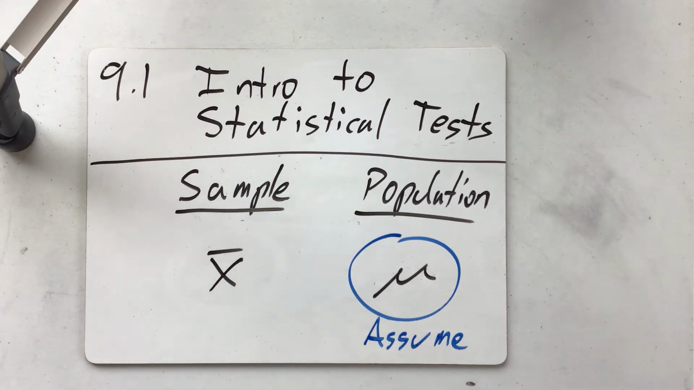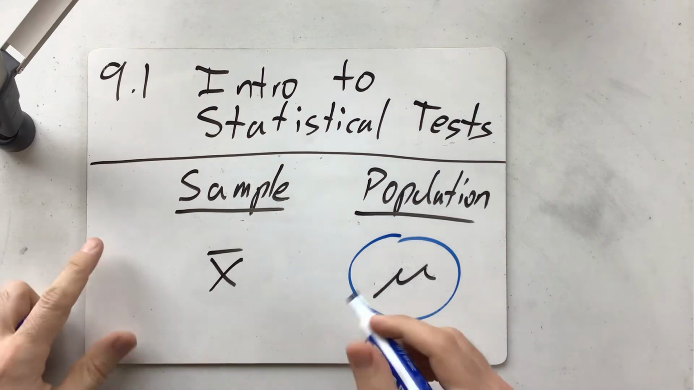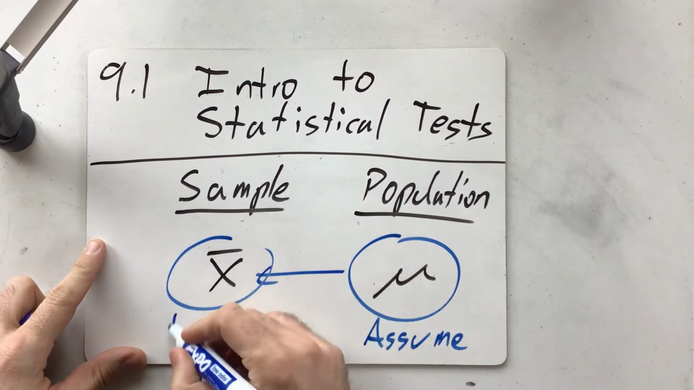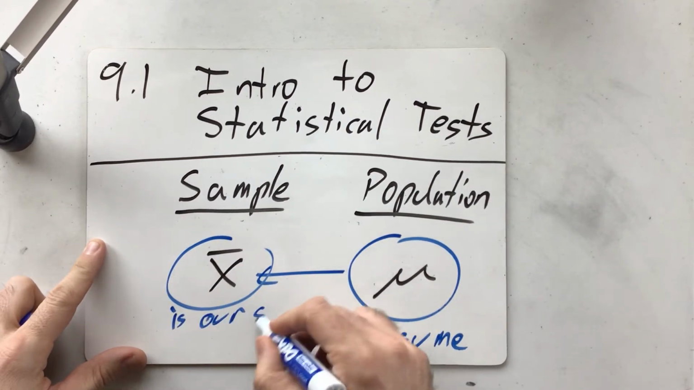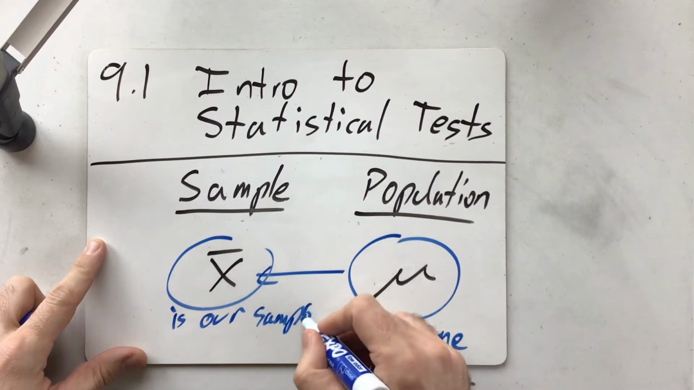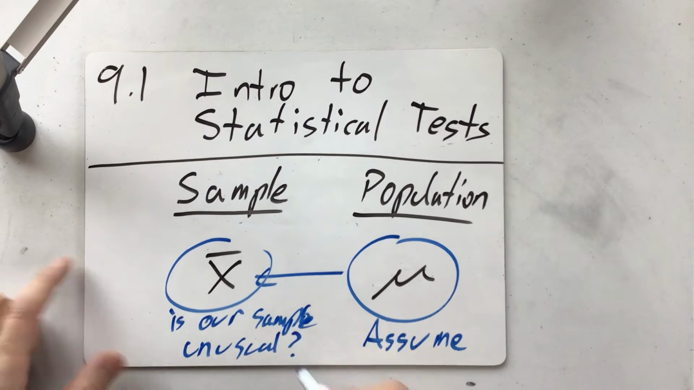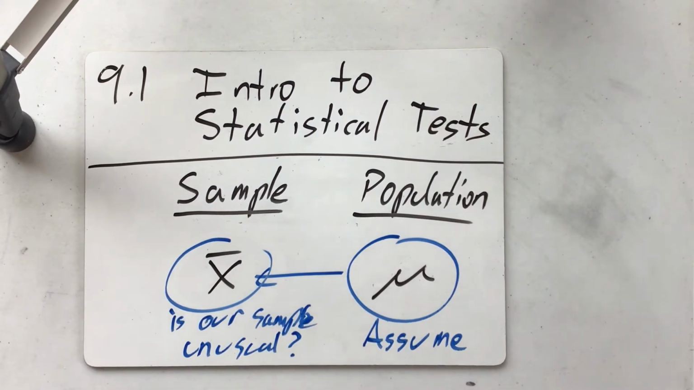If you're giving an exam, mu is the average of the exam over millions and millions of students. If you're studying height, then mu is the actual height of, say, college students throughout the United States. And then we want to ask a question about our sample: is our sample unusual? That's the main question that we're asking whenever we do statistical tests.